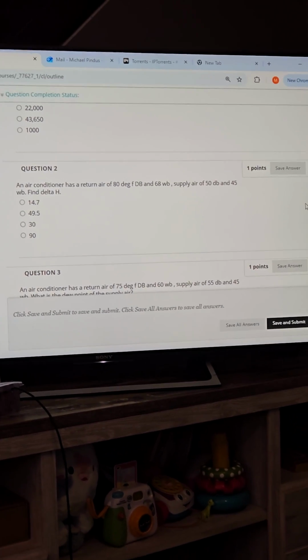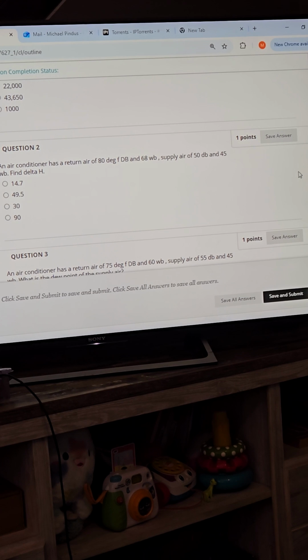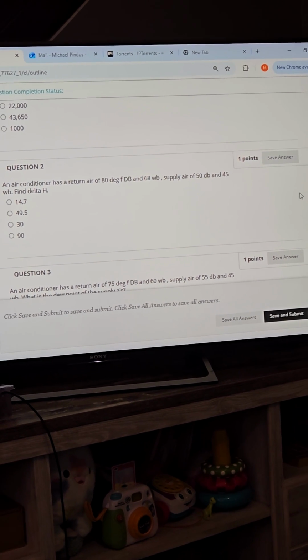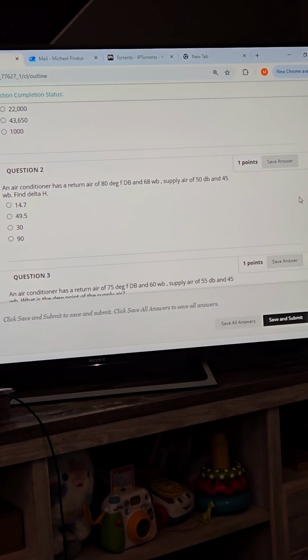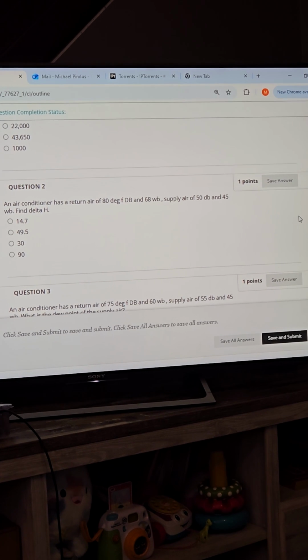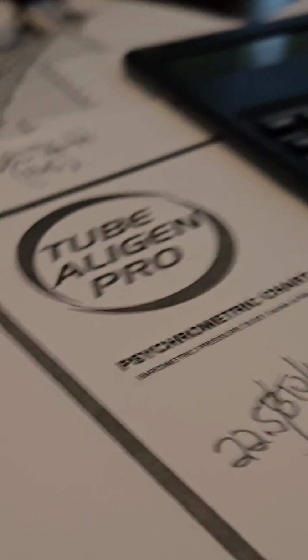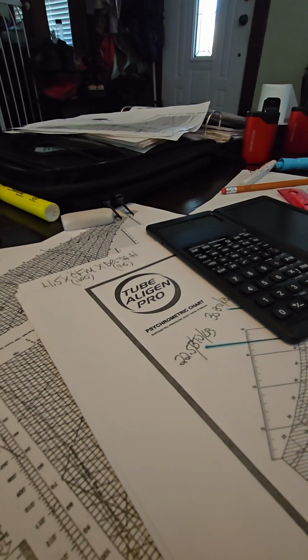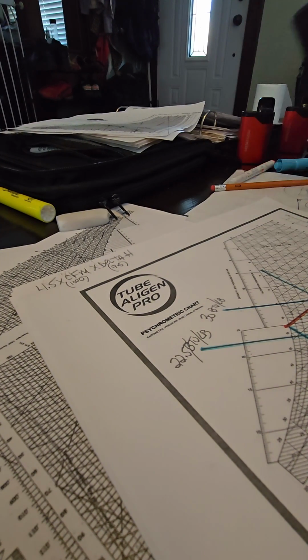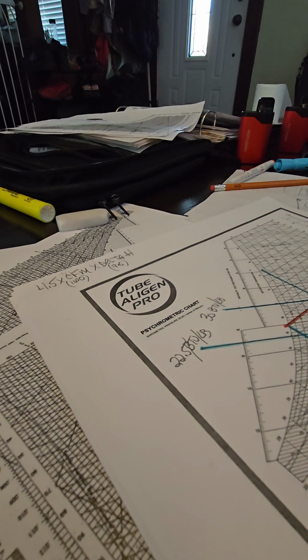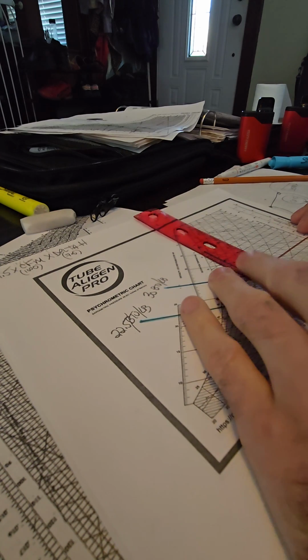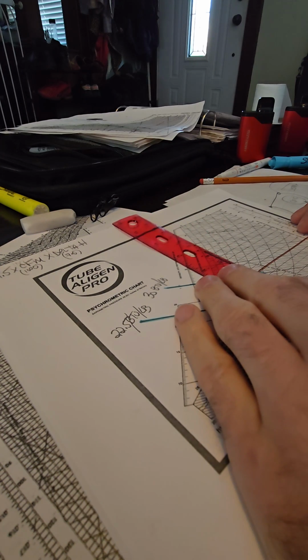Okay, second question. An air conditioner has return air of 80 dry bulb and 68 wet. Supply air is 50 dry bulb and 45 wet. Find the delta H. So we literally just did this, so I'll kind of pick up the pace a bit. So let's see, we'll do this with a different color. So dry bulb 80. Whoa, 80 is right here.